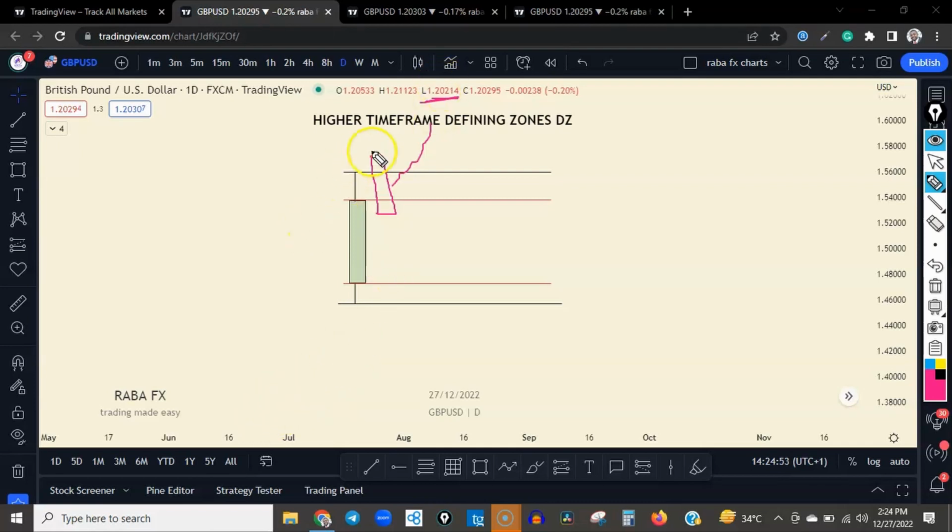When we have a daily close, this is an early indication that you can be looking for bullish setup up to a certain objective. Likewise this, you can be looking for bearish setup up to a certain objective. So without wasting time, let me show you this on the chart.